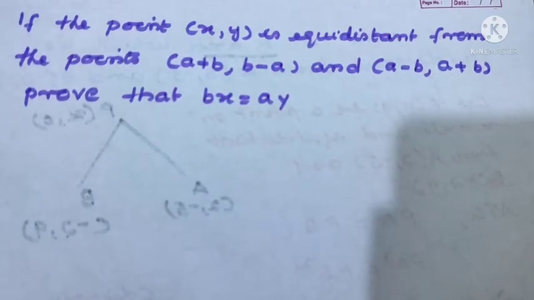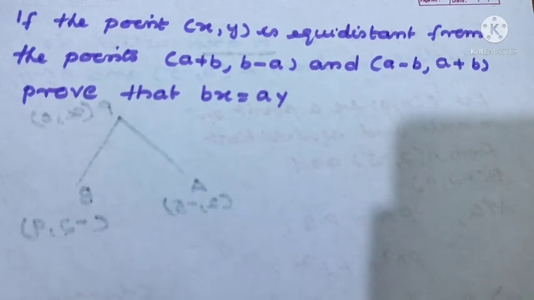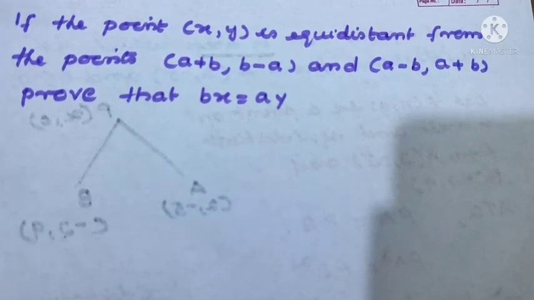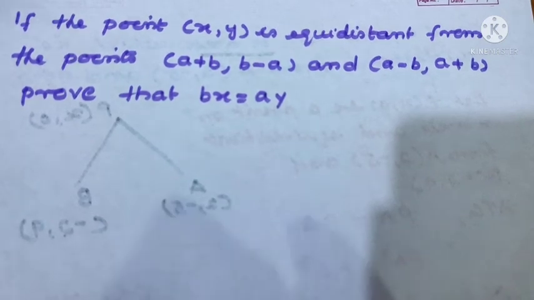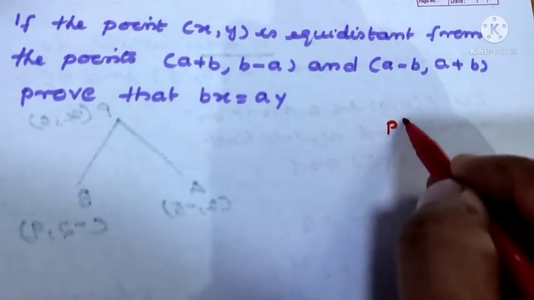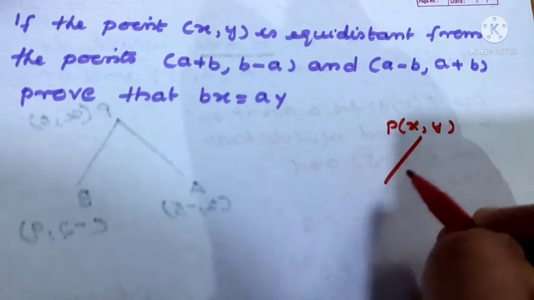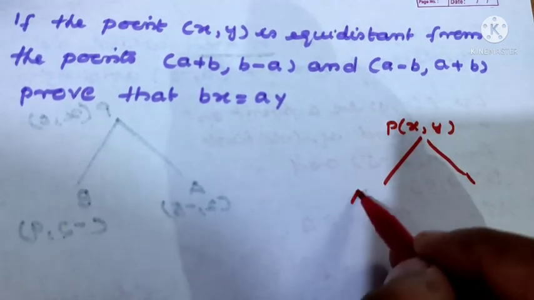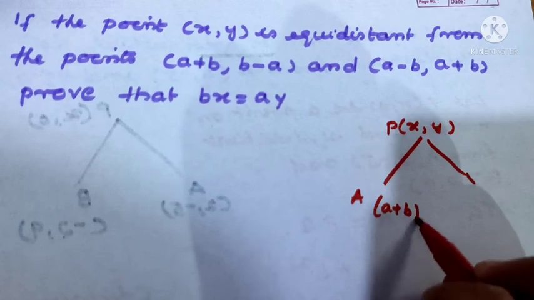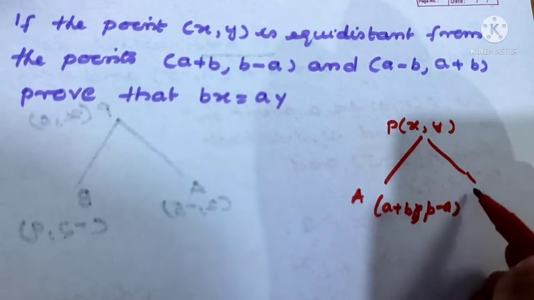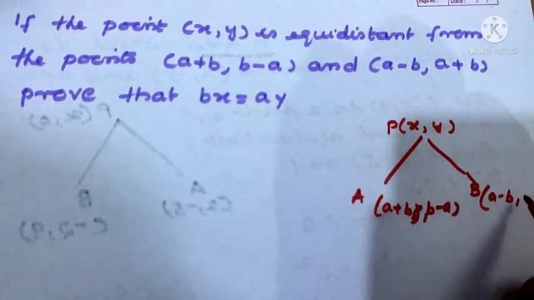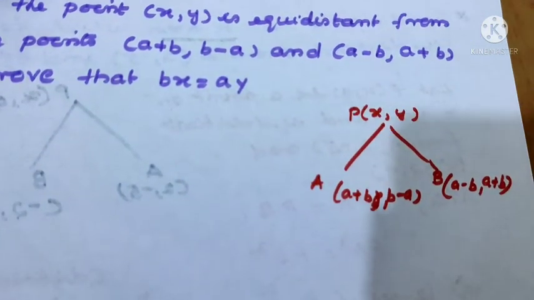If the point x comma y is equidistant from the points a plus b comma b minus a and a minus b comma a plus b, prove that bx equal to ay. So you learned already what is the concept behind the equidistant, some little bit variable based question. So the point x comma y we will take, it is equidistant from 2 points, which are they? Let A be a plus b comma b minus a, then B is a minus b comma a plus b, right? These are the 2 points.